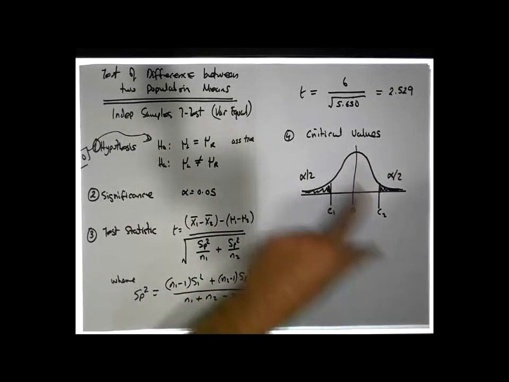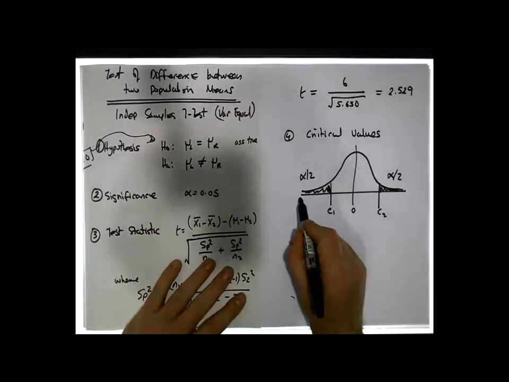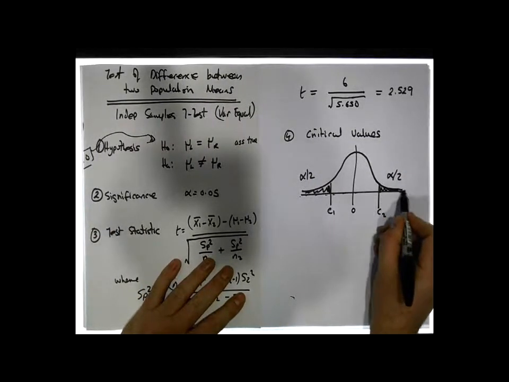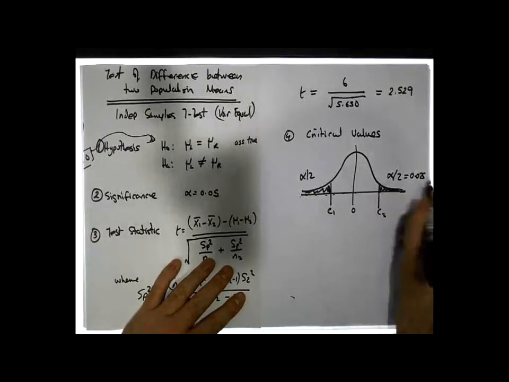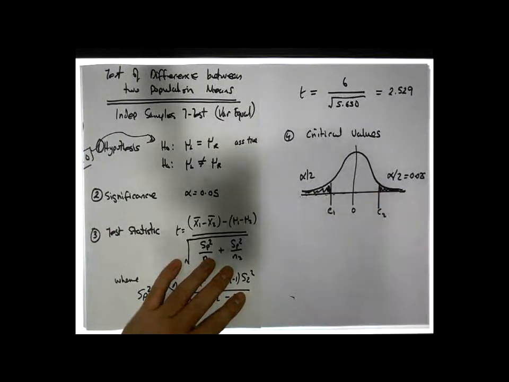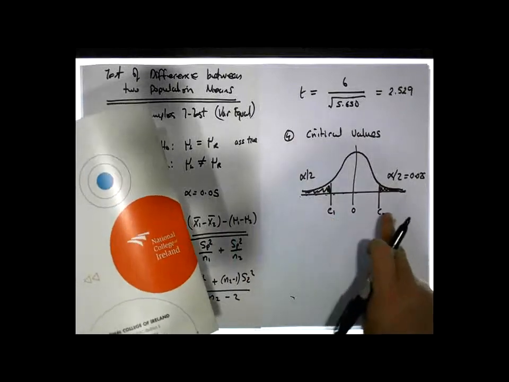Well, we go to our t-distribution tables, and we ask the t-distribution tables what value along this axis here has alpha over 2, which is 0.025 of the area to its right-hand side. Okay? Now, our tables only give you the right-hand side situation. But because this is a symmetrical distribution, you'll just negate it to get the other critical value. So what do we end up with?